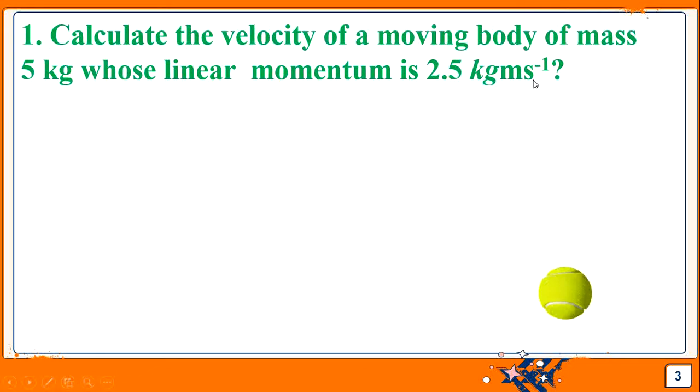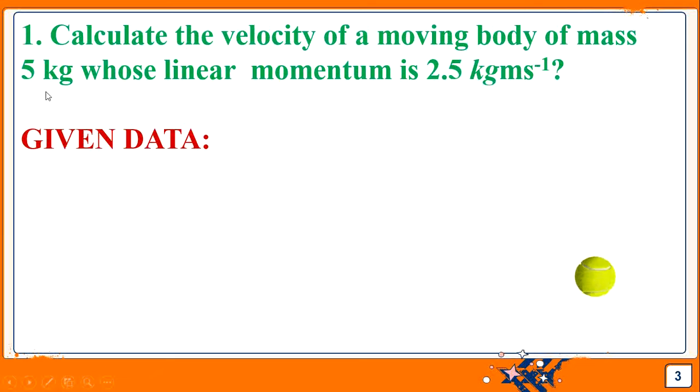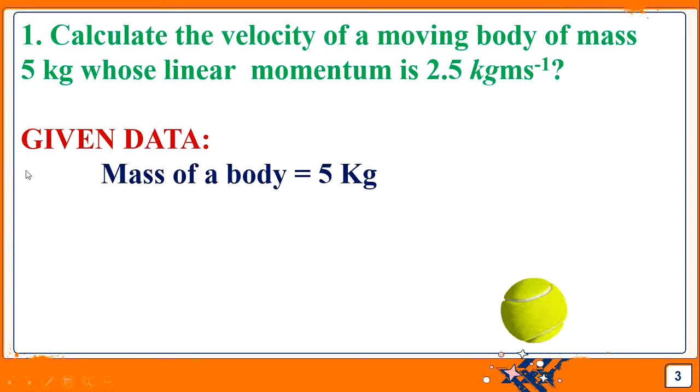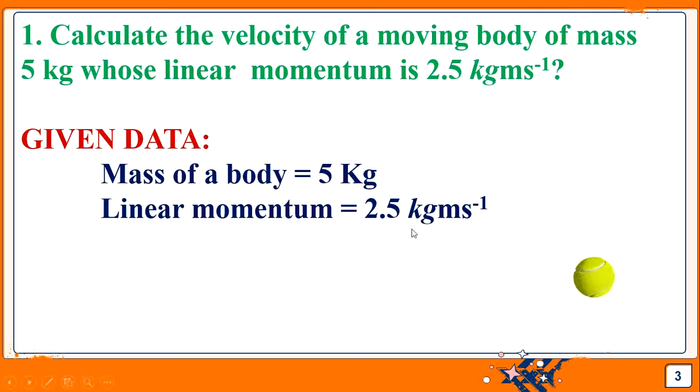That is, the mass of an object is given as 5 kg and linear momentum is given as 2.5 kg ms^-1. We have to calculate the velocity of a moving body. So, the given data: mass of a body is 5 kg and linear momentum is 2.5 kg ms^-1. We have to find out the velocity of the moving body.